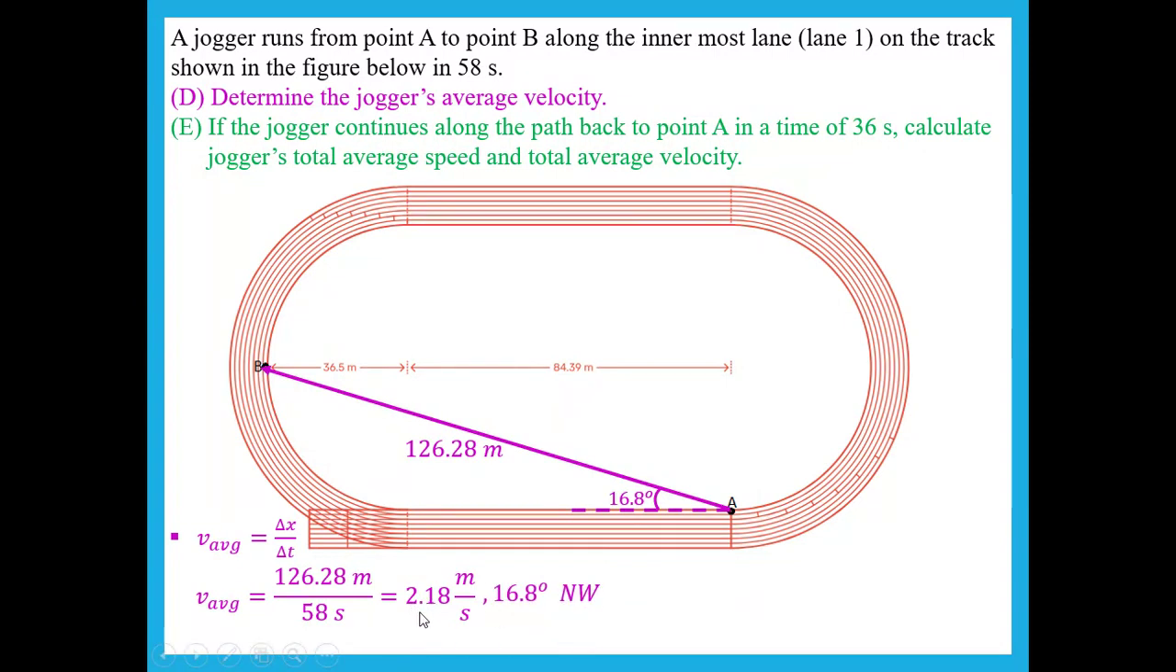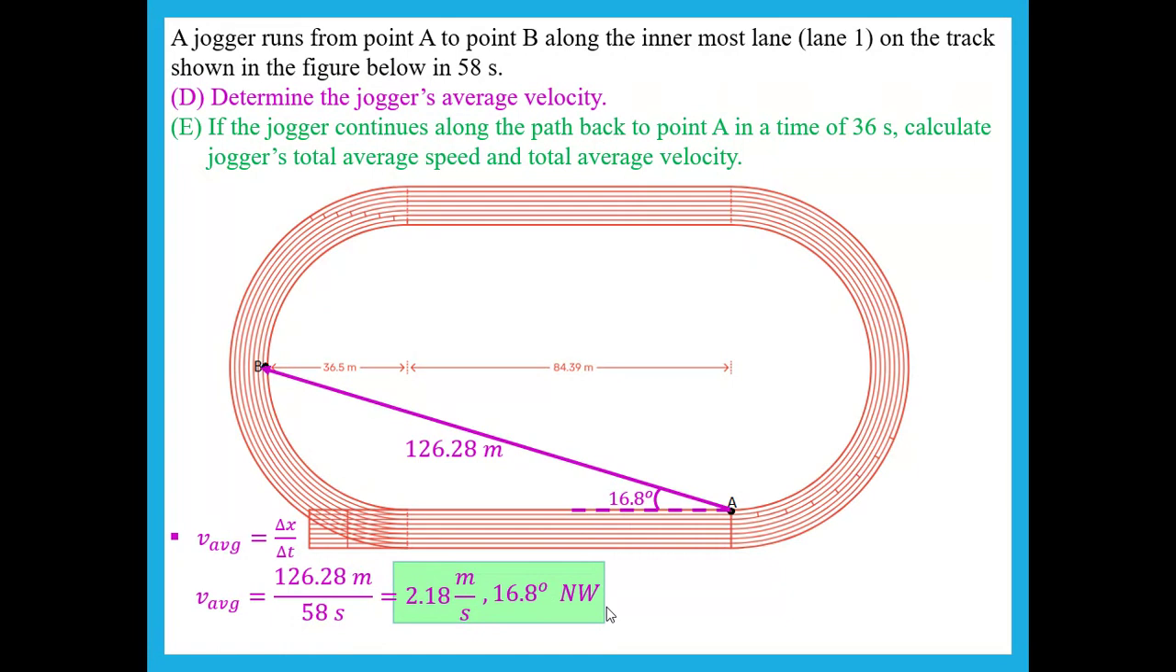So the 2.18 meters per second is your magnitude, and then the direction in this case would be 16.8 degrees, pointing in the northwest direction. So that is your overall answer for part D. Make sure you understand how things are asked, whether it's a scalar quantity or a vector quantity. If it's a vector, make sure you include direction and be really, really mindful of that.